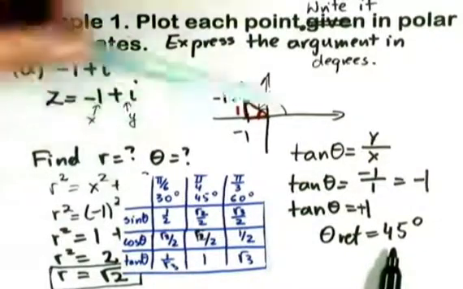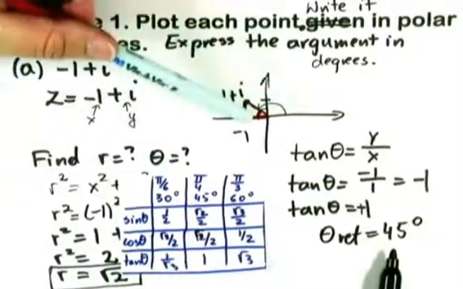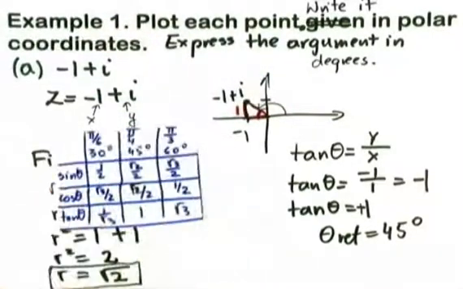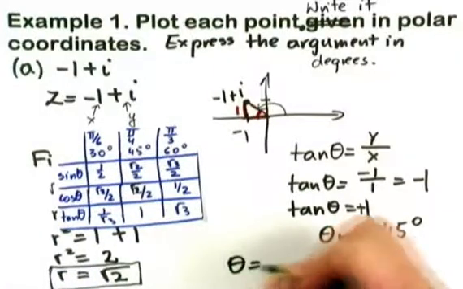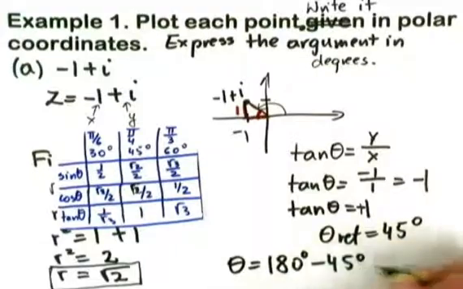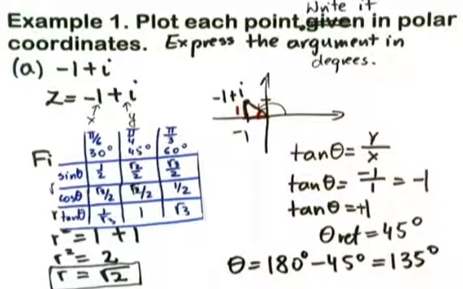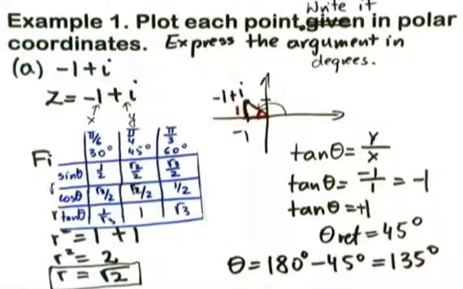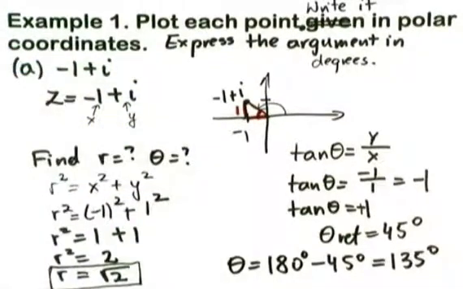Now my whole angle is 180 minus that reference angle. That's gonna be my angle, right? So theta is equal to 180 degrees minus 45 degrees, which gives me 135 degrees. So now we only need to write the polar form.